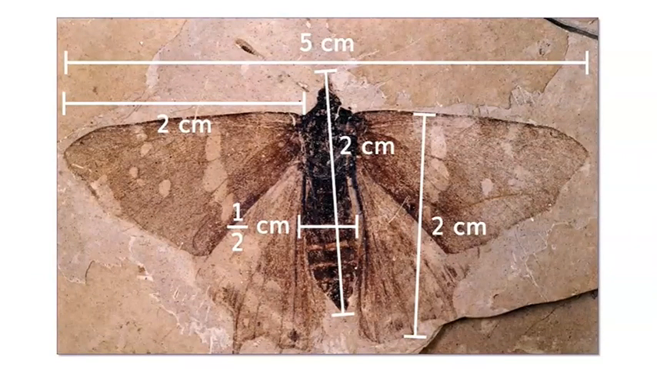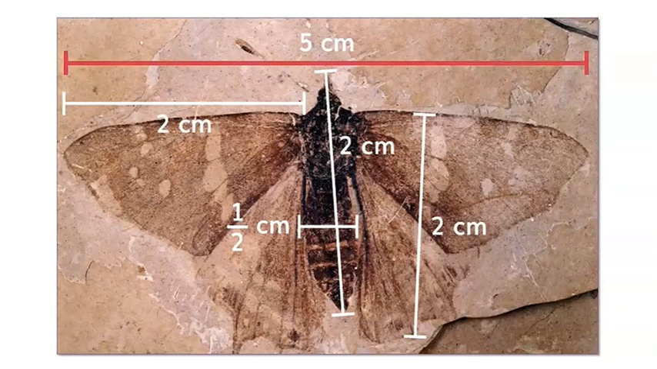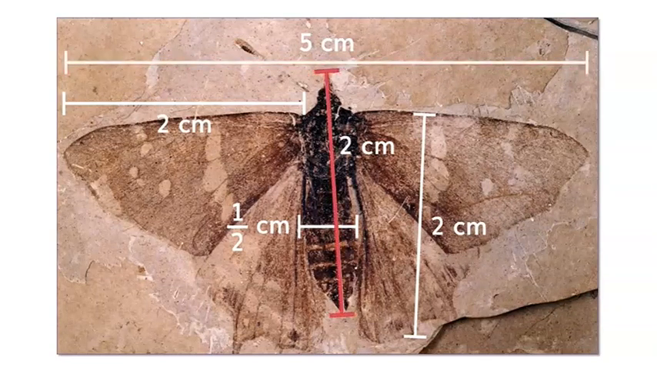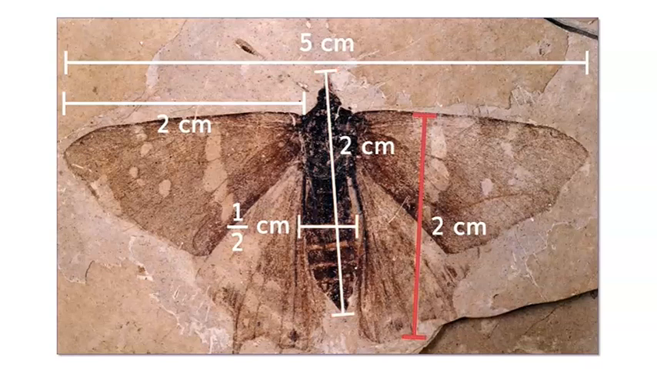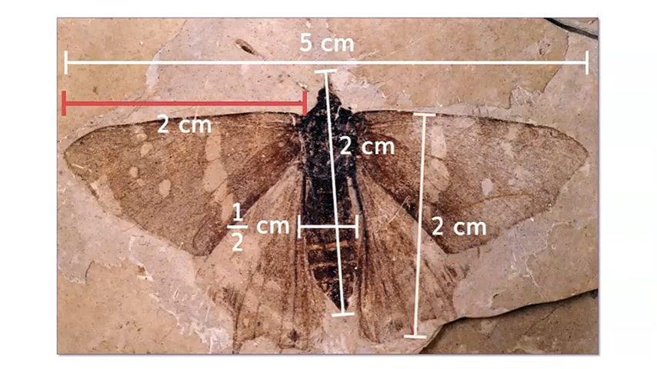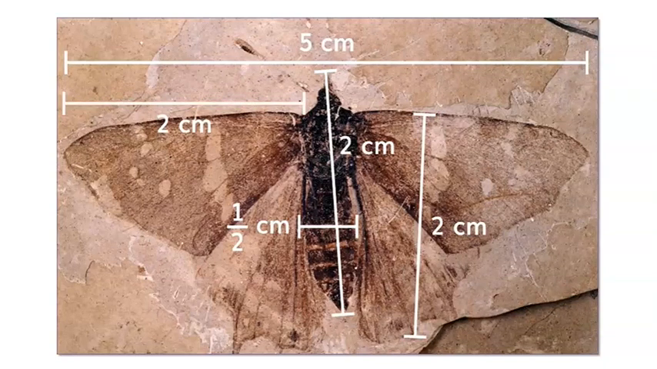Paleontologists have already measured this butterfly fossil, and these are the measurements they took. Notice that they took more than one measurement. The paleontologists measured the wingspan, the length and width of the body, the length of two wings, the upper wing and the lower wing, and the width of the upper wing. Having multiple measurements makes it easier to compare this fossil with our clay model.